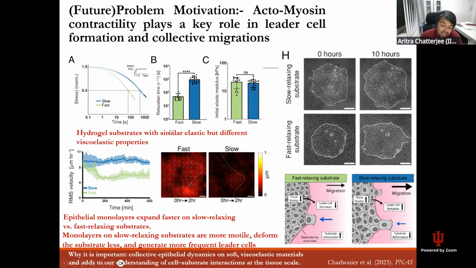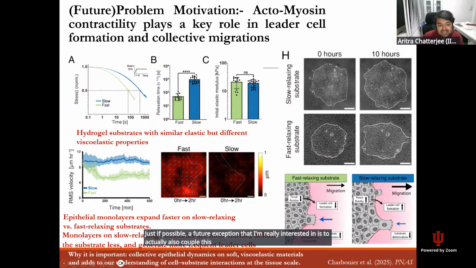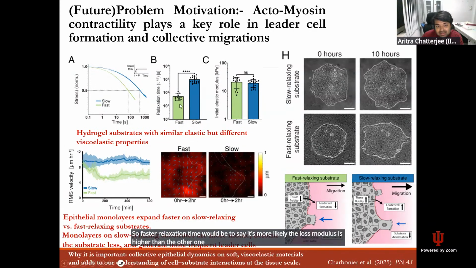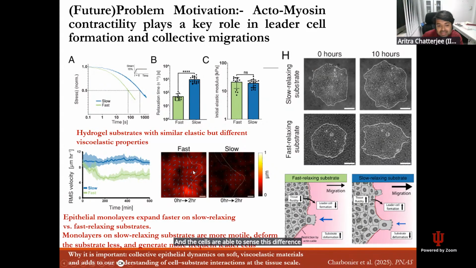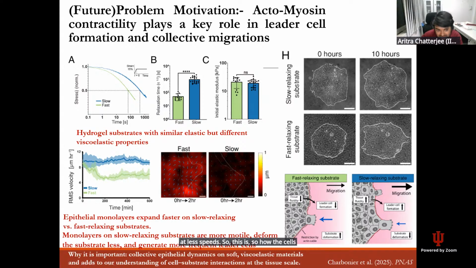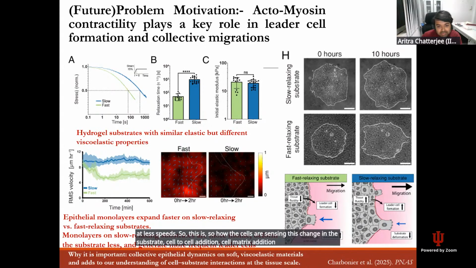And if possible, a future extension that I'm really interested in is to also couple this with the underlying substrate mechanics. There's a very recent study from the group of Aritra Chatterjee where they have cultured these cells on hydrogels that have similar elastic modulus but different relaxation time. So a faster relaxation time means it's more viscoelastic, the loss modulus is higher than the other one. And the cells are able to sense this difference in viscoelastic parameters, and it is characterized by higher contractility and lower speeds. So how the cells are sensing this change in the substrate, and how cell-to-cell adhesion and cell-matrix adhesion are changing, is something we want to understand.